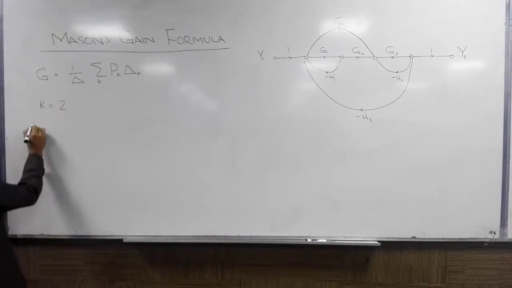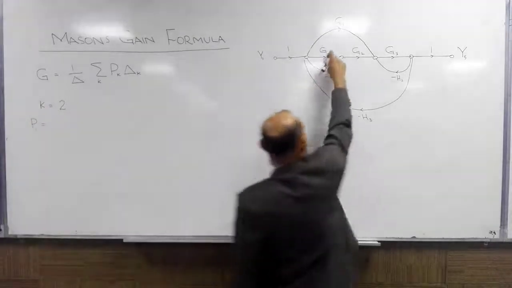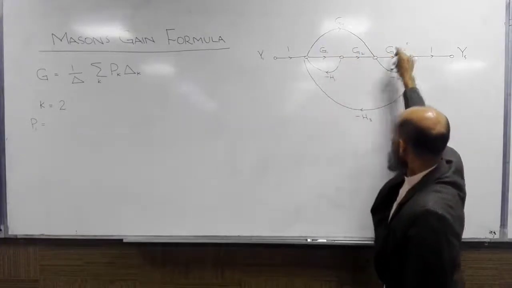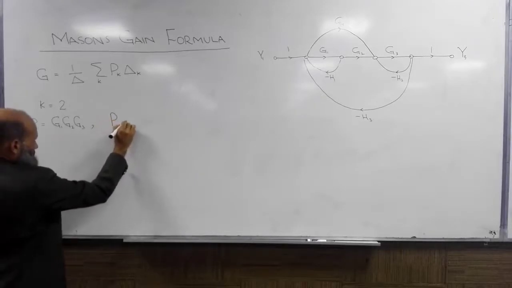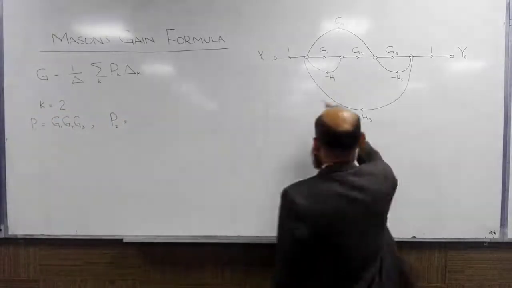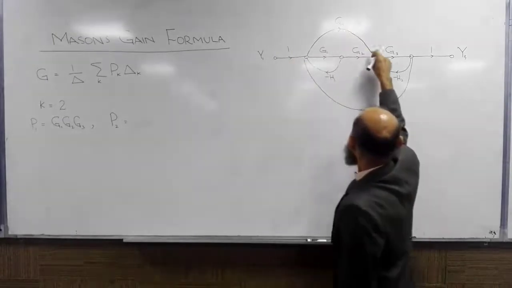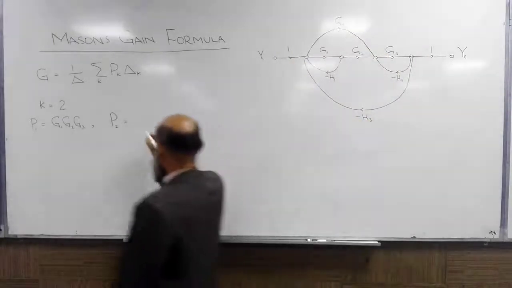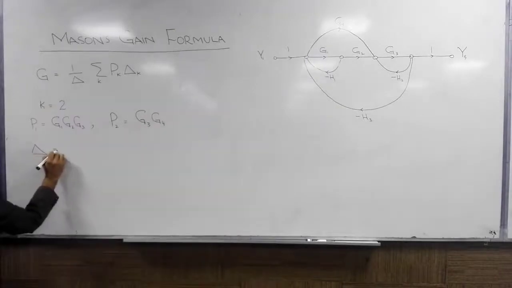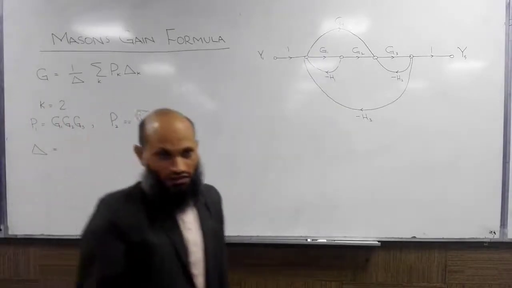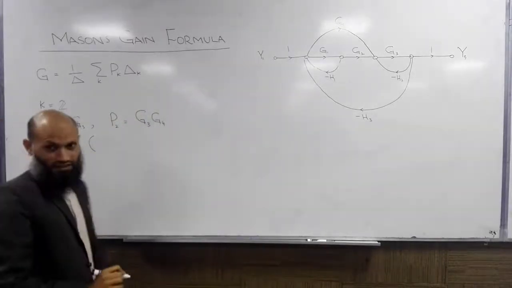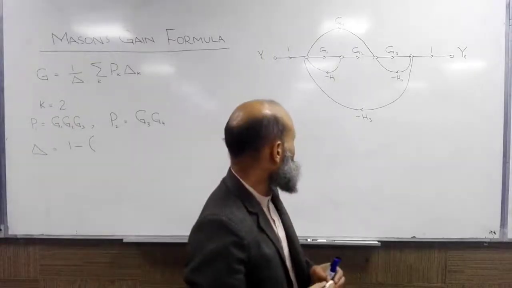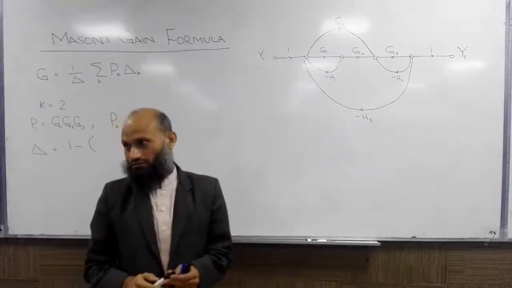The gain of first forward path T1 is G1 multiplied by G2 into G3. Gain of second forward path is 1 multiplied by G4 into G3. So delta is given by 1 minus sum of loop gains. Sum of loop gains. So how many loops are there?